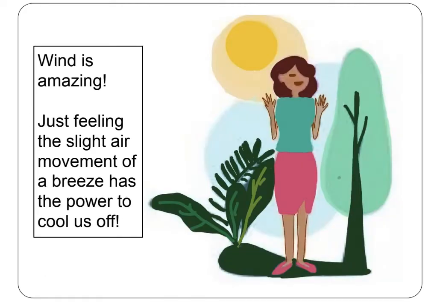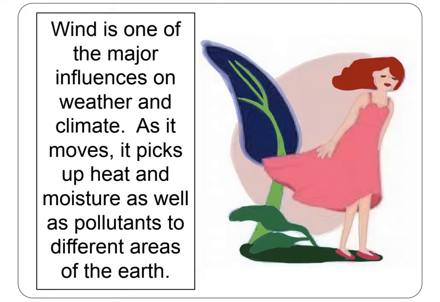There is nothing more wonderful than the movement of a breeze on a hot summer day. The slight air movement of a breeze has the power to cool us off. When the force of air movement becomes stronger, the wind that results has the ability to create electricity, move ships, and create different types of weather. Wind is one of the major influences on weather and climate. As it moves, it picks up heat and moisture, as well as pollutants to different areas of the earth.